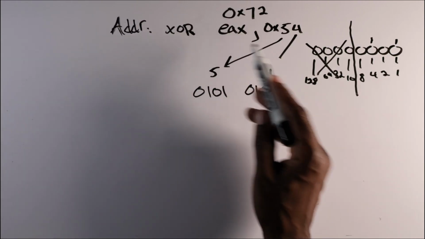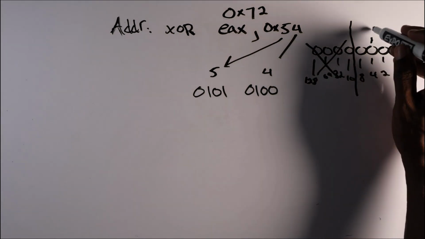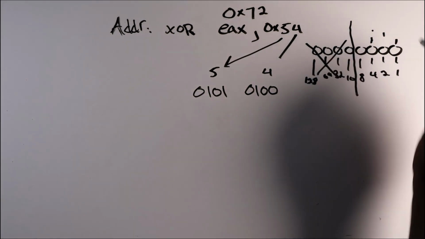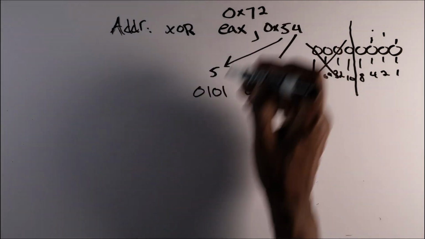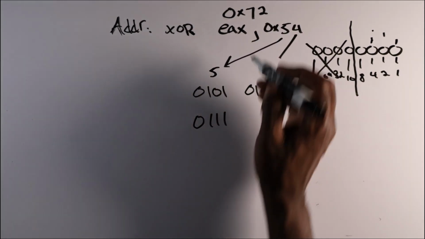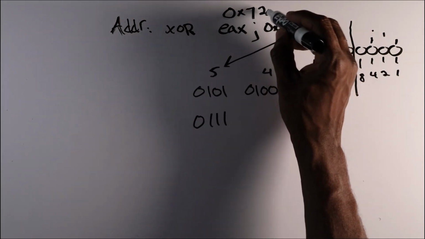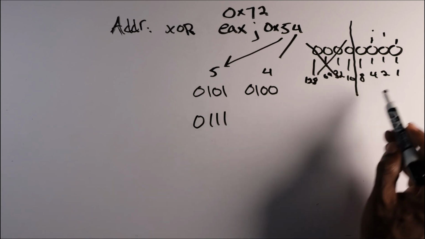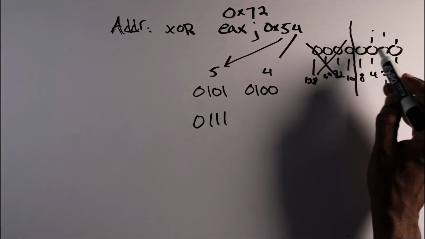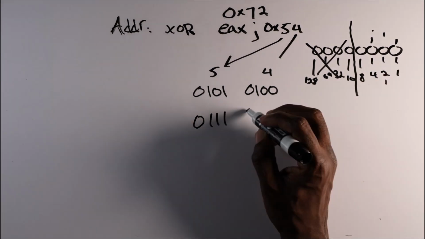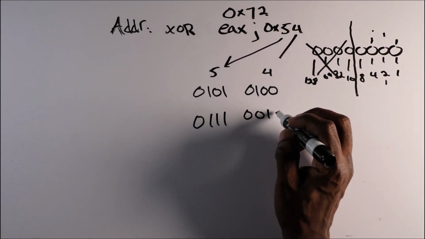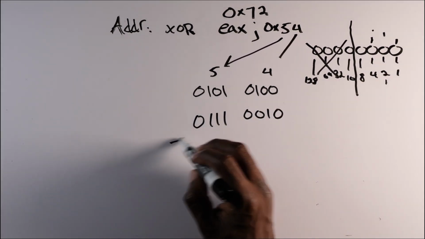Now we do the same thing for 0x72. For this, we toggle the 4, we toggle the 2, and we toggle the 1. So 0, 1, 1, 1 would be 7. And that's our 7 here. Now we have to go and get our 2. And our 2 is going to be just toggling on the 2 here. So 0, 0, 1, 0 for the 2.